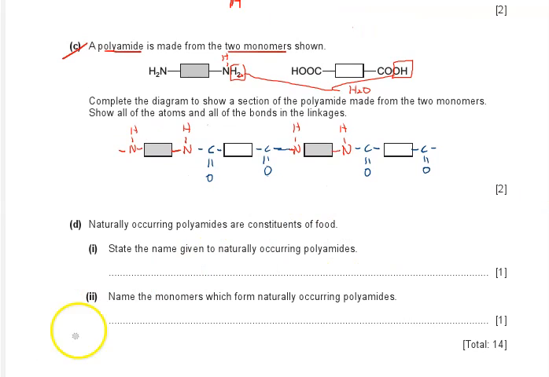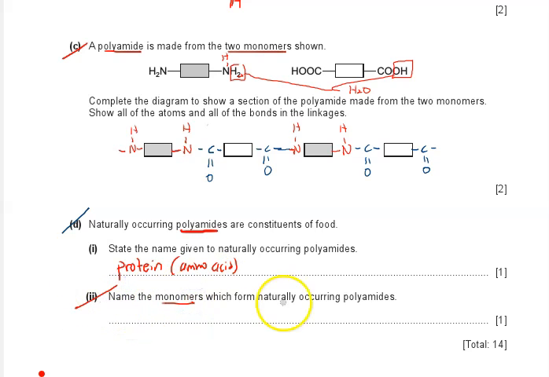Now look at this part. Naturally occurring polyamide is a constituent of food. State the name given to naturally occurring polymers. So this will be protein. Why protein? Because they contain amino acid. And name the monomer which forms naturally occurring polyamides, and you can write down the answer over here: amino acid.